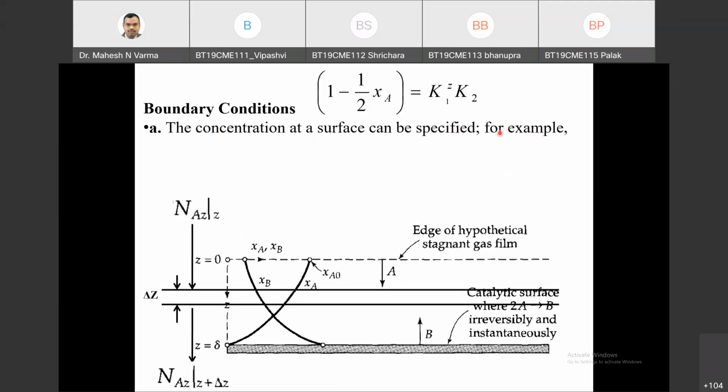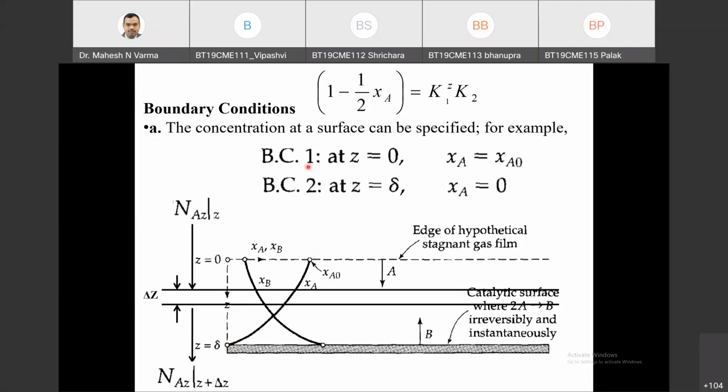Concentration at the surface can be specified. This is a type of boundary condition. So here I have given a concentration in bulk of the A. The concentration in bulk of the fluid is Xa0, and as the reaction is very fast, at Z equals to delta, Xa equals to 0. So these are the two boundary conditions.